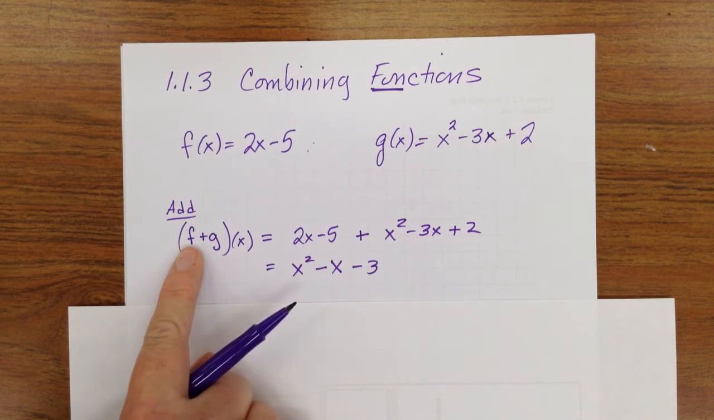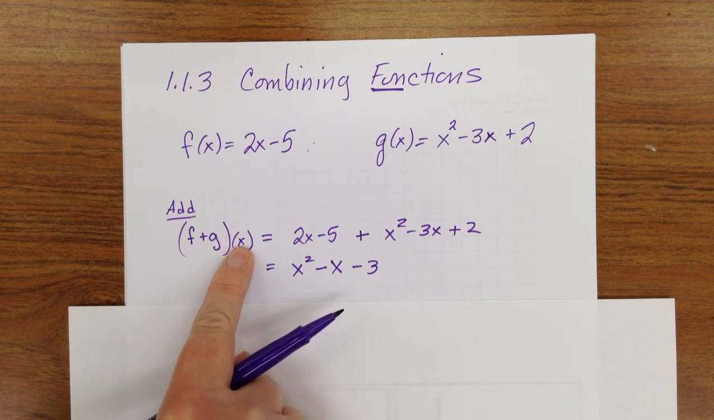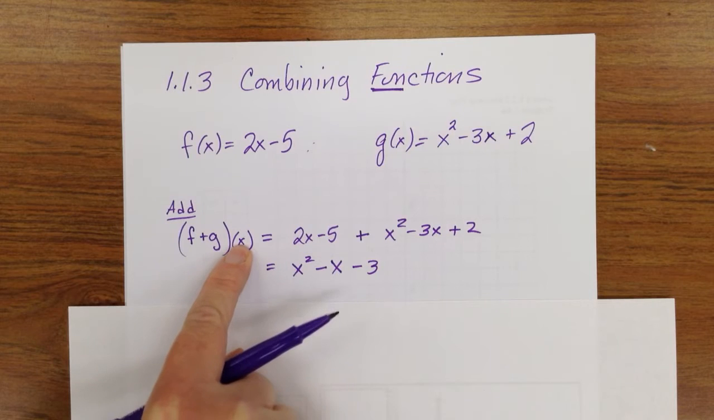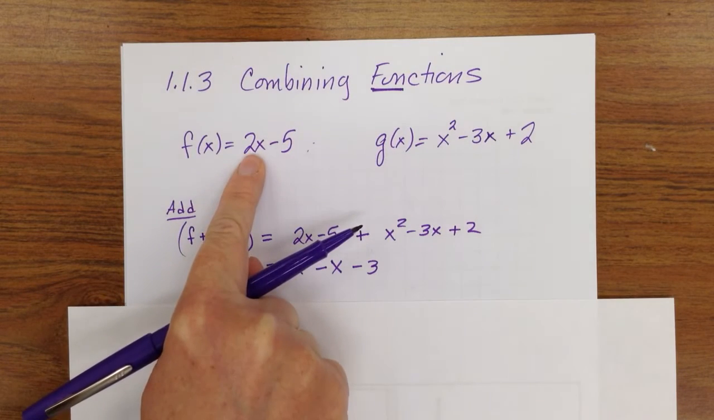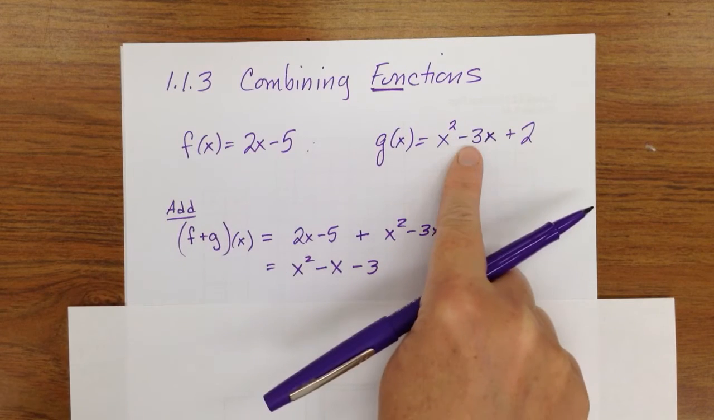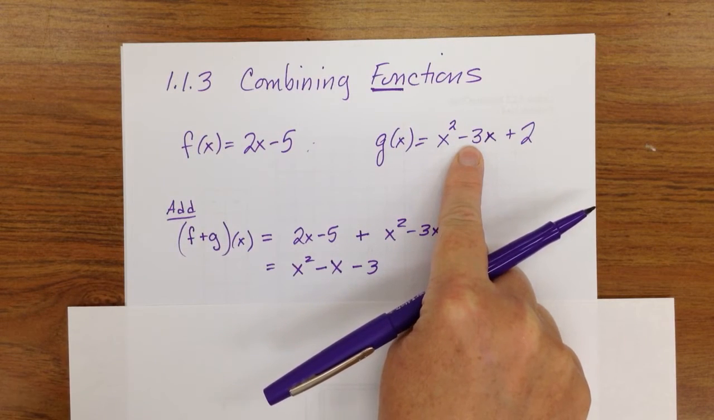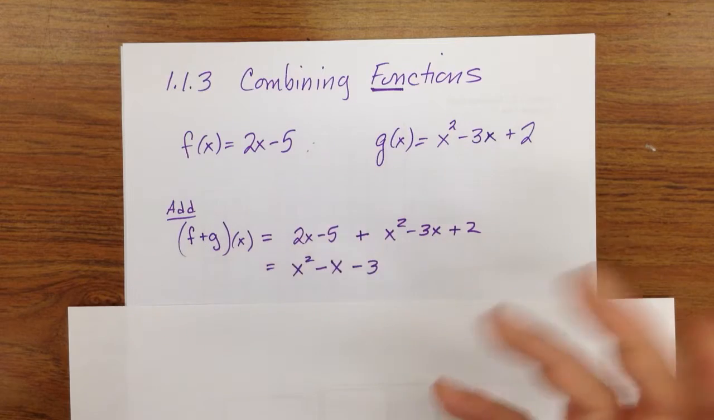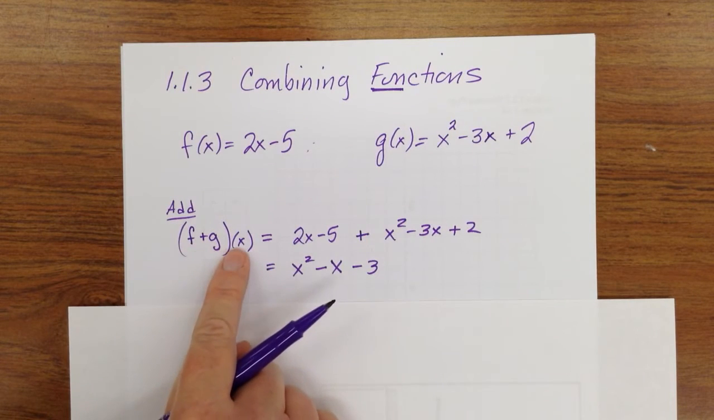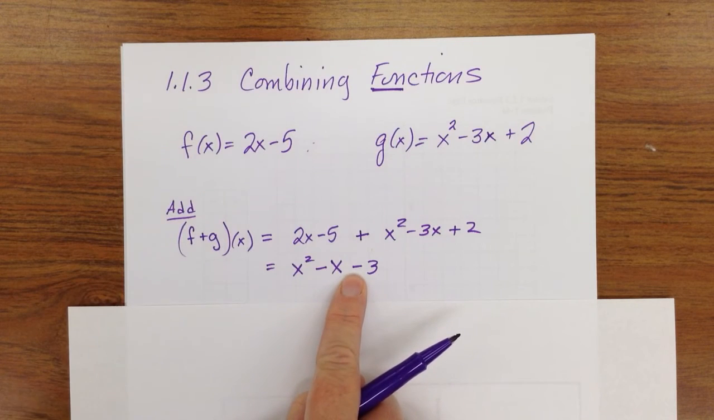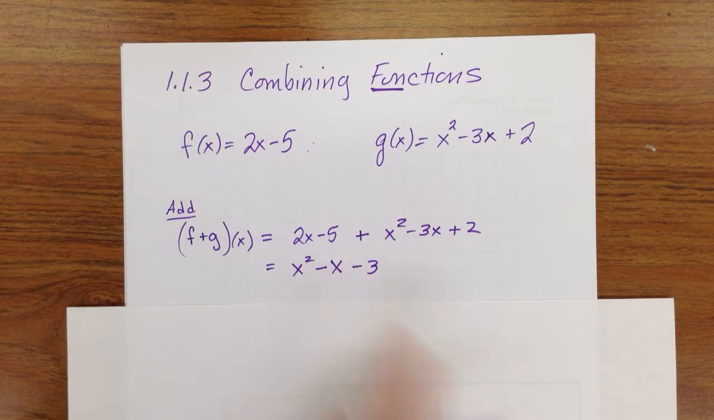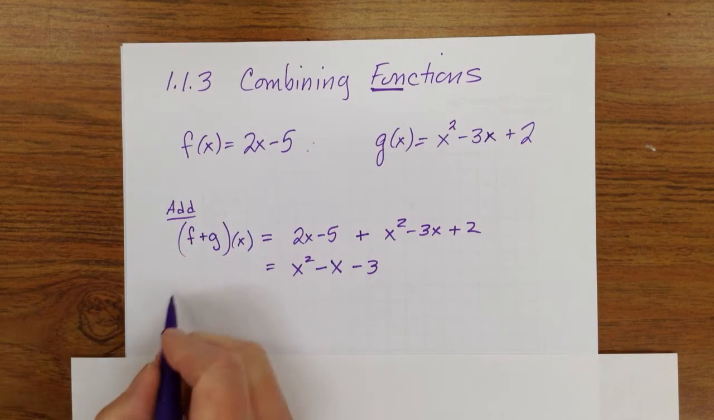So if we had f plus g at 3, we could do this two different ways. We could take 3 and plug it in here, get an answer. Take 3 and plug it in here, get an answer, and then add them together. Or if we wanted f plus g at 3, now that we have the new function, we could just straight up fill 3 into this.